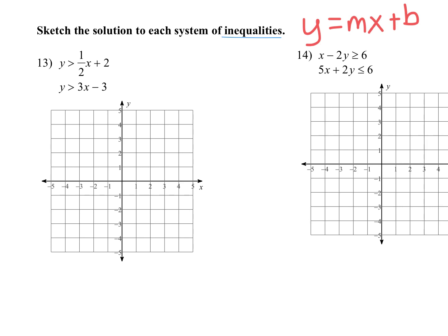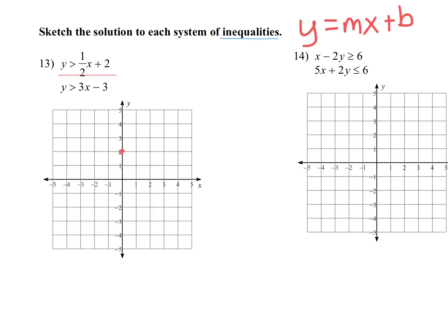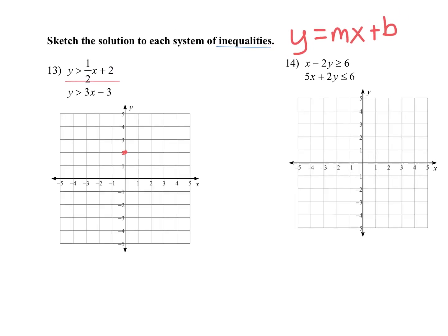We graph them the same. Where do I start if I'm graphing this one right here? 2 on the y-axis. Where do I go from there? Up 1 over 2. Go throughout the whole graph. Okay, can I just draw my line? Why not? It has to be dotted. Why does it have to be dotted? Because it's not an equal to.